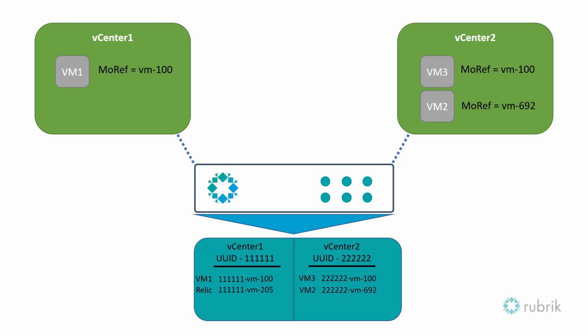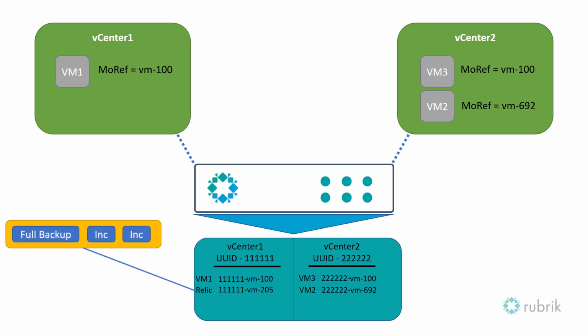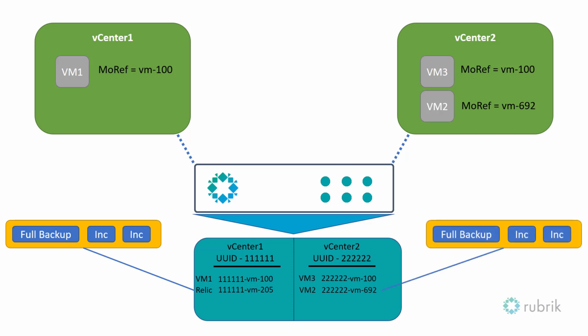Now, without VM linking, this poses a couple of problems. Firstly, we probably have some backup history of that old VM, meaning we've already taken a full backup and a number of incrementals. Secondly, with the detection of VM2 as a new VM, it will be inventoried into Rubric as an unmanaged object, meaning it isn't a member of any SLA domains. Thirdly, if we go ahead and add this migrated VM to an SLA domain and begin taking backups again, we'll have to start out as if this was a new virtual machine, taking yet another full backup.